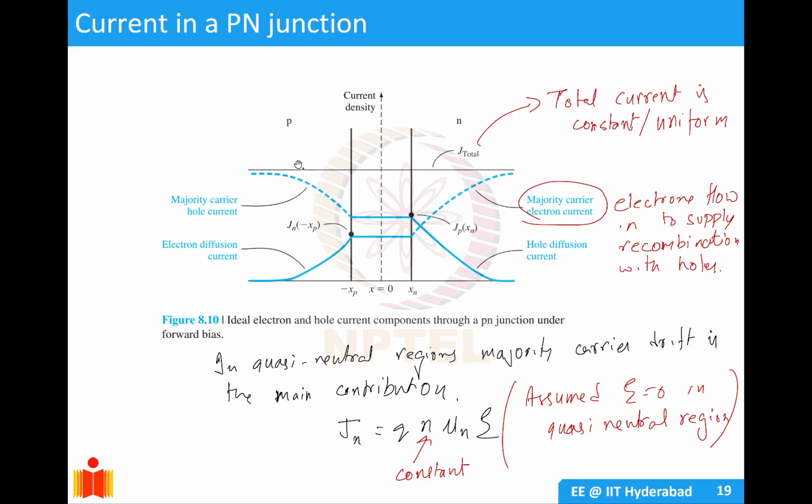But ideally, if you add up both values, your total current will remain the same. So hence your J total remains the same.